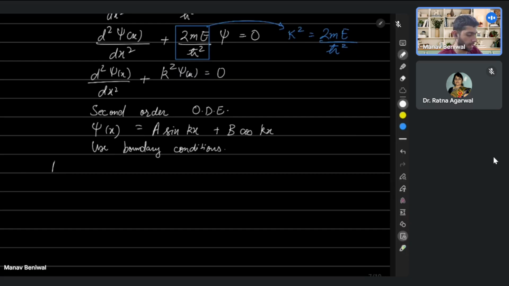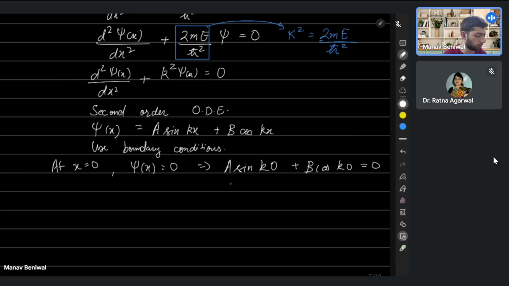So at x equals 0, psi of x is 0, which implies a sin k0 plus b cos k0 is 0. Now note that cos of 0 is 1 and sin of 0 is 0. So this equation simply implies that b is 0, because this is 0 and this is 1. So for this equation to be true, b has to be 0.